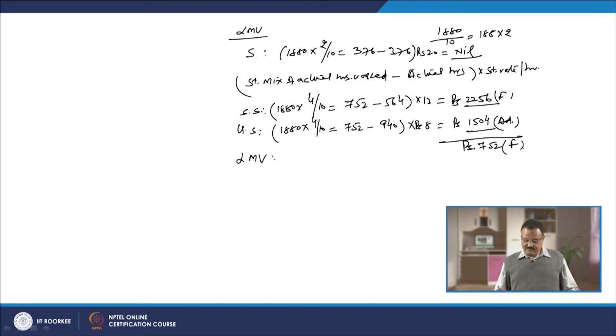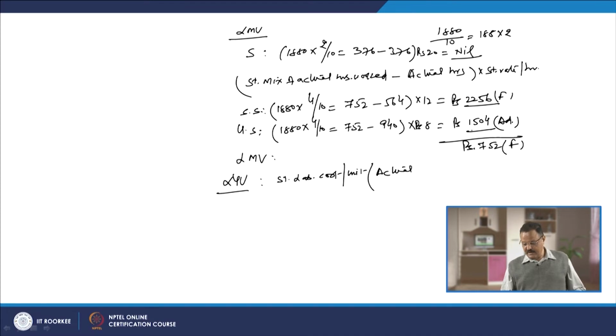Now, the last variance in this category we will calculate is the LYV, labor yield variance. In case of the labor yield variance, the formula is standard labor cost per unit into actual yield minus standard yield. We have already calculated the standard labor cost per unit. The first question which we answered was rupees 30, right? And the actual yield is already given to us, that is 810.